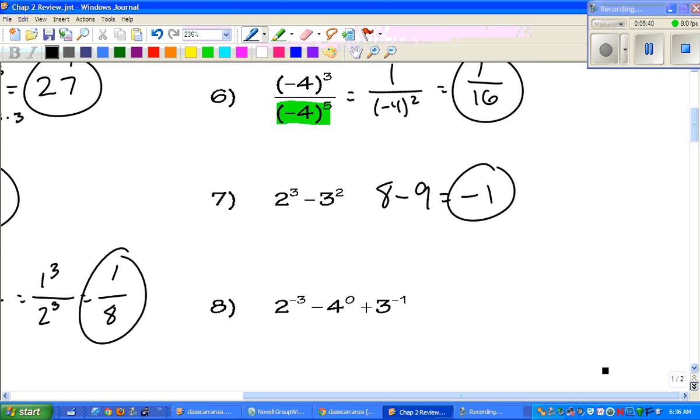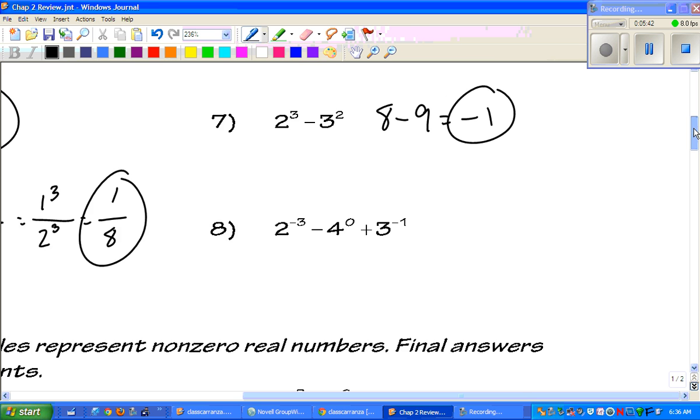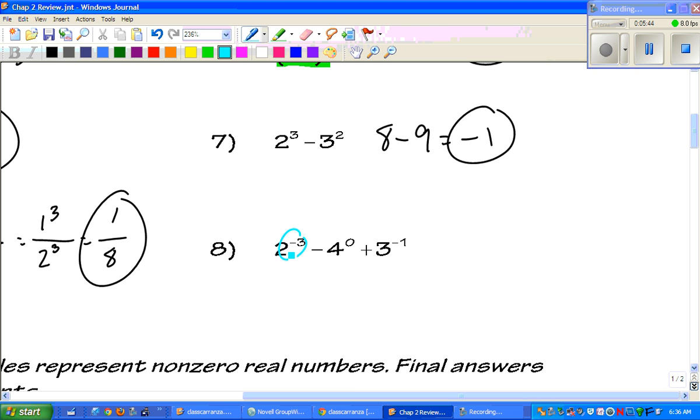And 8. Let's zoom in on this one a little bit. Okay, negative exponent, drop it, drop it. So it's 1 over 3, minus 4 to the 0 plus 1 over 3.